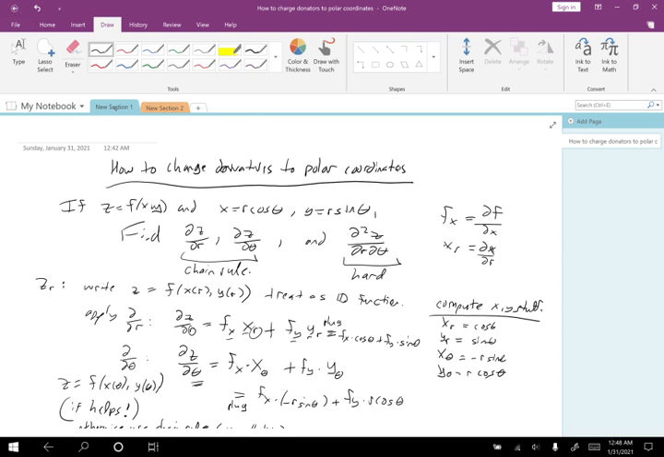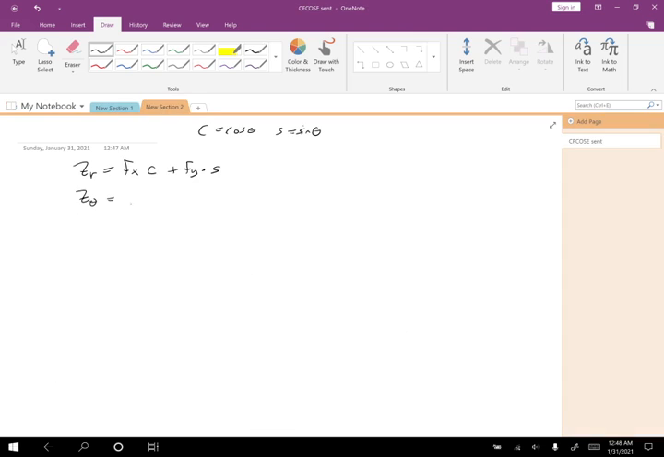So again, I'm going to copy paste this. So it's f sub x times minus r s. Remember, sine theta is s, plus f sub y times r c. So now we just need the hard part, the second derivative of z, and we'll have the mixed derivatives. People call this the mixed derivative because you're mixing r and theta.